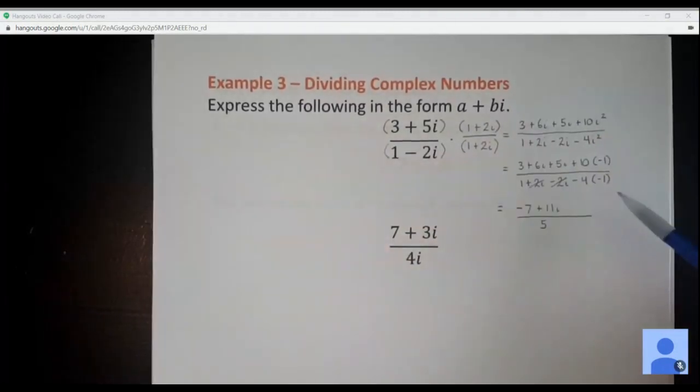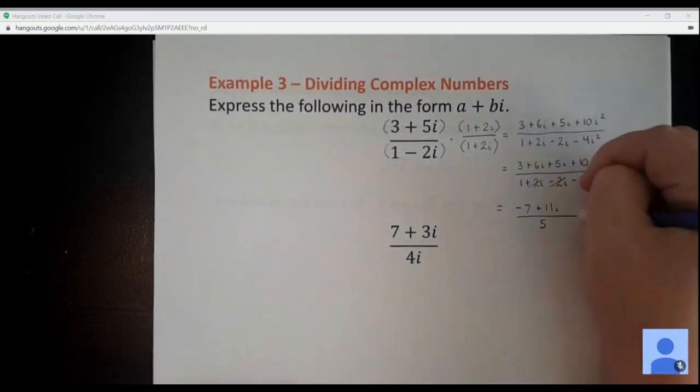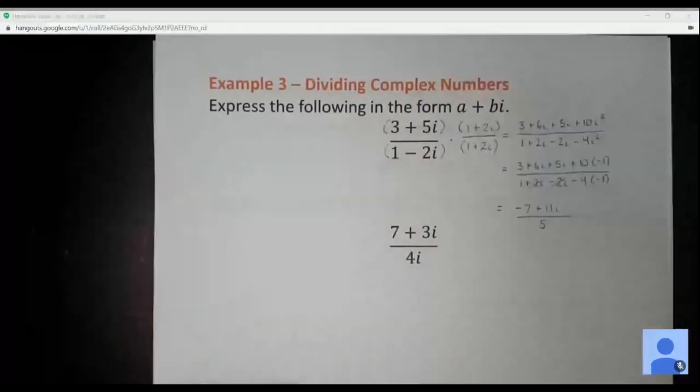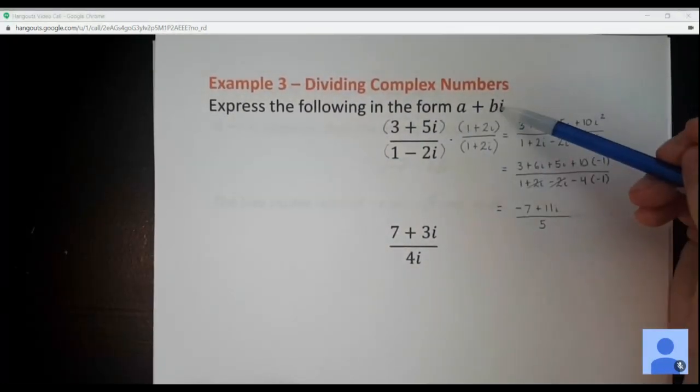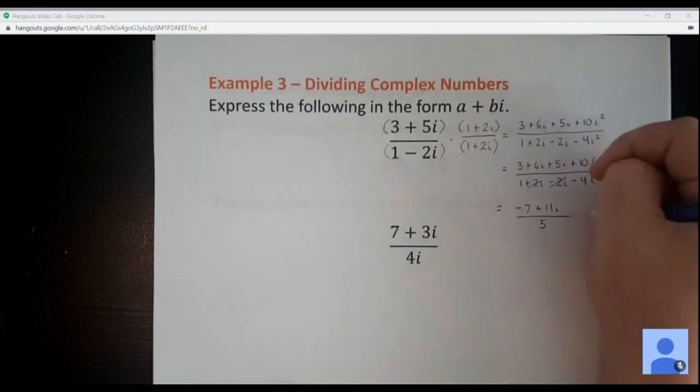Positive 5, right? Because this becomes a positive 4. 1 plus 4 gives us 5 in the denominator. Now, the little thing we want to make sure of here is that we express it in the form that they want. So they want it in a plus bi form.